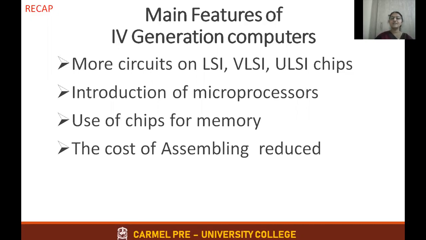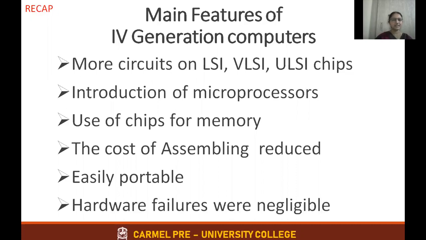Then cost of assembling reduced. Earlier, they used to have a huge number of circuits. Assembling cost used to be more. That was reduced in the fourth generation. Then easily portable. It became easy to transfer the machine from one place to another.